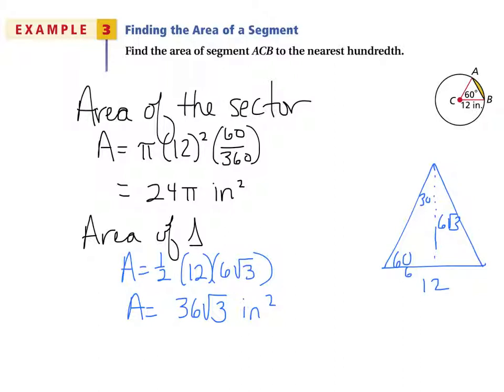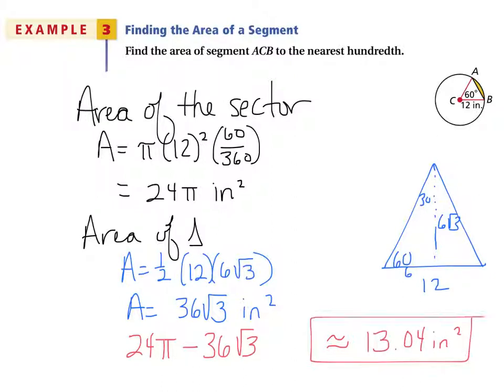So now we subtract them. We would take the area of the sector, which is 24 pi, minus 36 root 3, which then rounded to the nearest hundredth would be approximately 13.04 square inches.